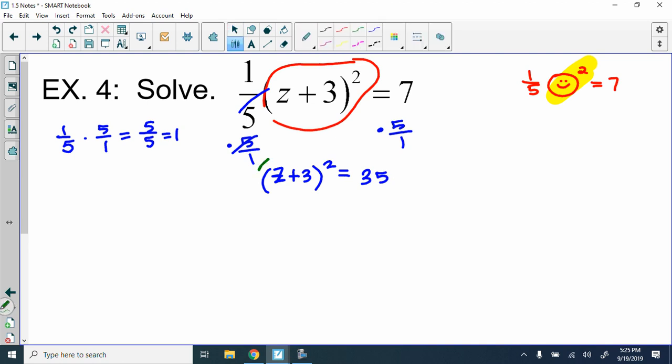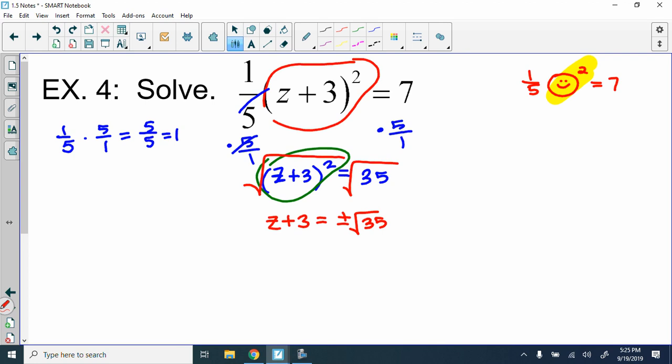Now, I have a quantity being squared, it's all by itself. So how do we get rid of it? We take the square root. When we take the square root, we're left with z plus 3. But on the right side, because I took a square root, we have to remember that it's plus or minus the square root of 35. Not just the square root of 35, plus or minus the square root of 35. Okay? So from here, we have to get z alone.